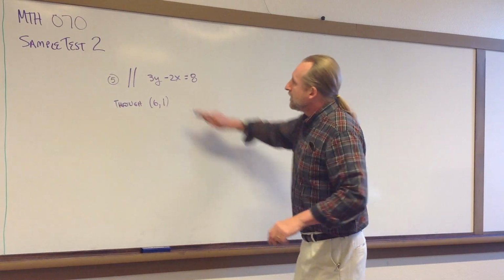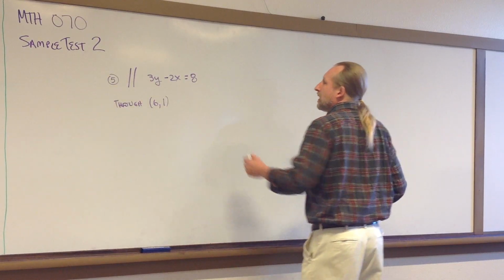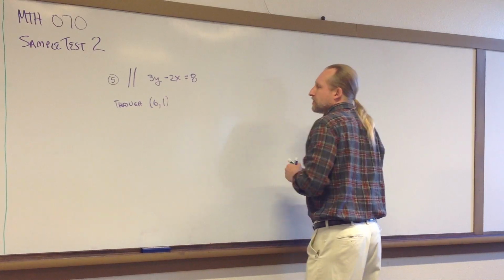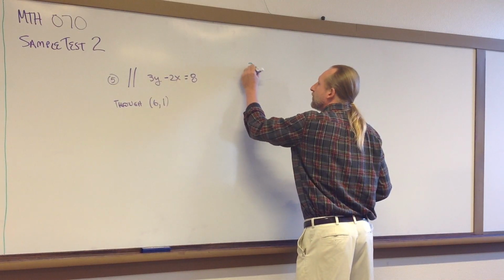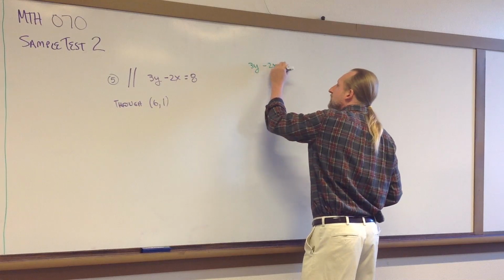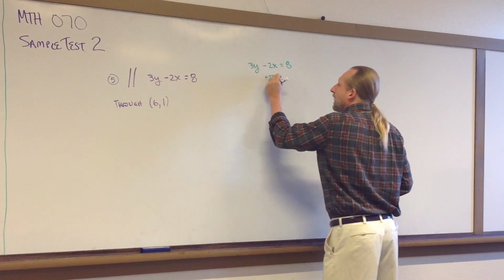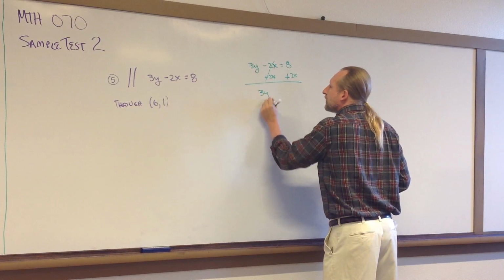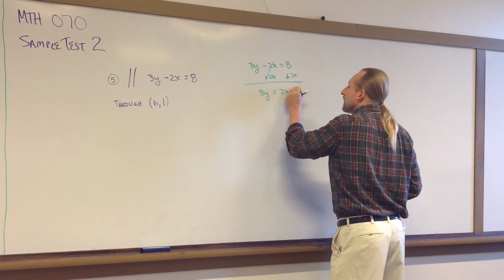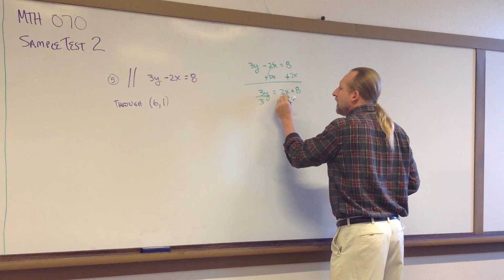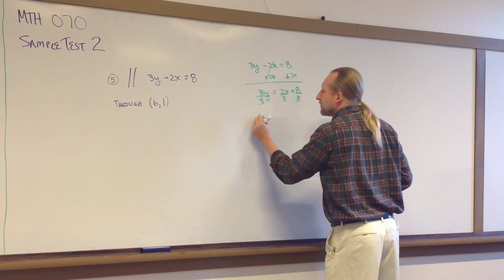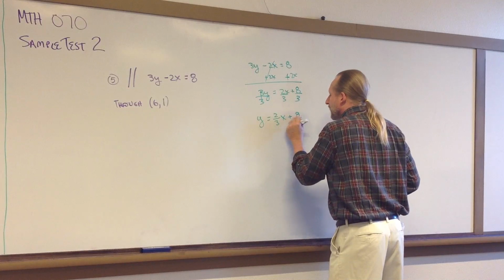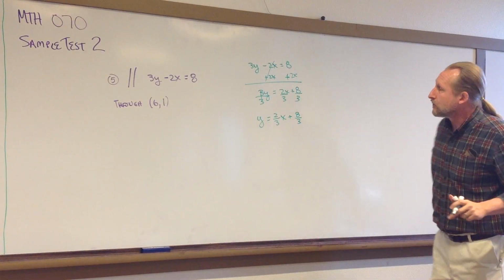So first off, let's look at this line. If we get the y by itself, we'll be able to find out what the slope is. So 3y minus 2x equals 8. Add the 2x to both sides. 3y equals 2x plus 8. And then divide everything through by 3. So there's the equation of the first line that we're working with.